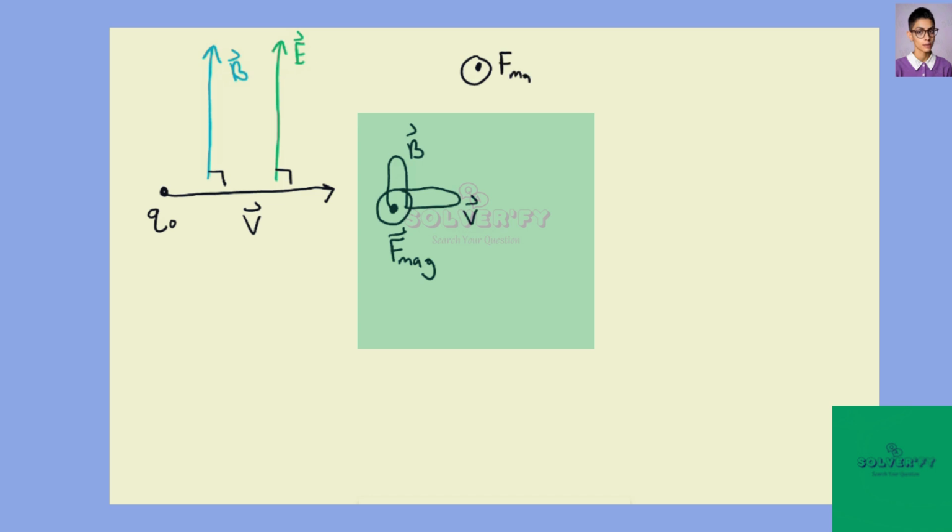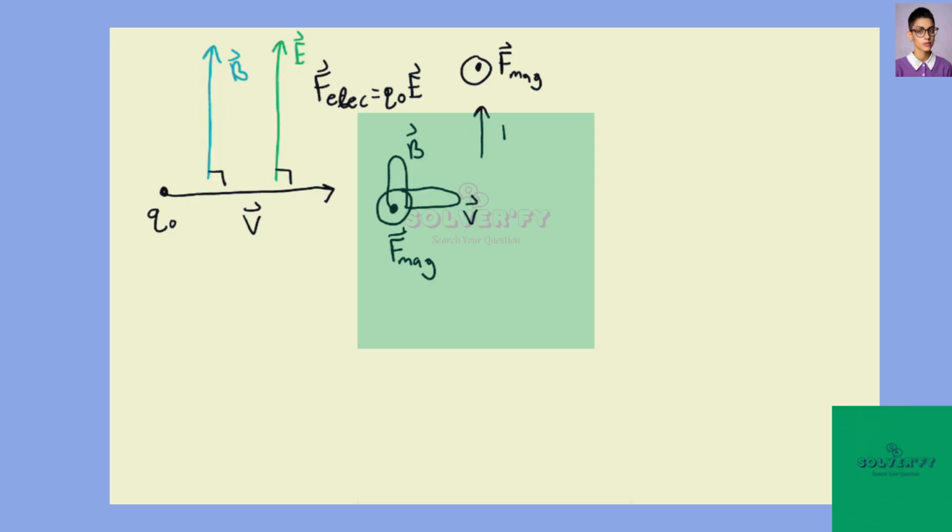If you remember back about electric forces, the electric force acting on our charged particle is going to be given by just the charge value multiplied by the electric field value. And the direction of that electric force is going to be in the same direction as the electric field. So that electric force is heading upward.